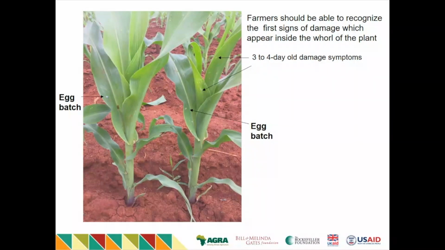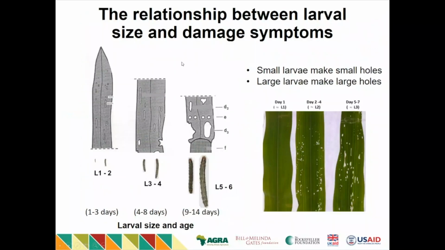Now, why is that important? And the answer is straightforward and simple. This is the time when chemical control should be applied, or any control measure for that matter, because once the larva is 7 or 8 days old, control measures are not effective anymore. So farmers need to be able to identify this damage at a very early stage. So there's a strong relationship between larval size and the type of damage it causes.